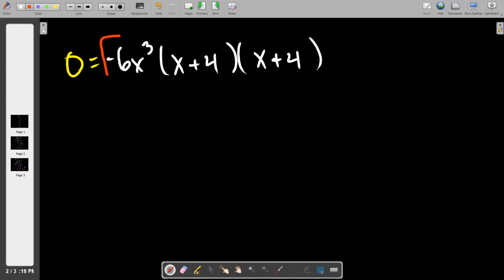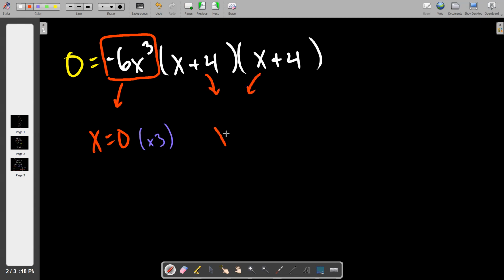So from this factor, what do we get? The red box. We get x equals 0. And then just a little parenthetical comment, you want to say times 3. That's that multiplicity statement there. And then we get a -4. But also notice that we get another -4. So we get x equals -4, but this one also has multiplicity of 2.